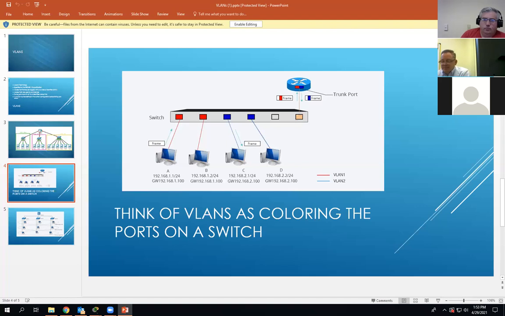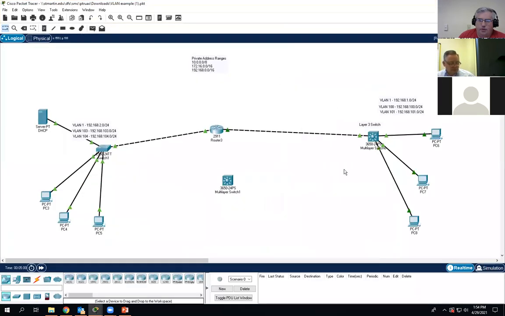And so I just wanted to kind of clarify that or lock that in your thought process there. Yep. And so when we talked about VLANs in the class, we used a packet tracer to kind of illustrate what that actually meant. And so we have a couple of different switches.